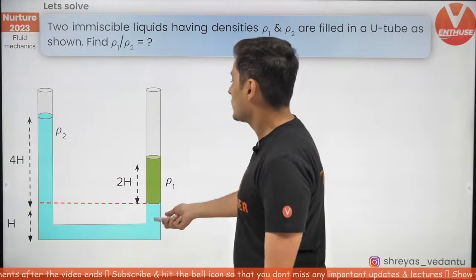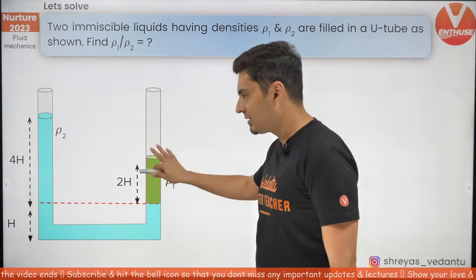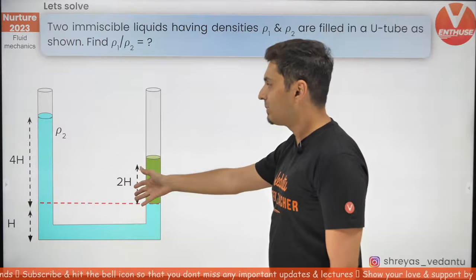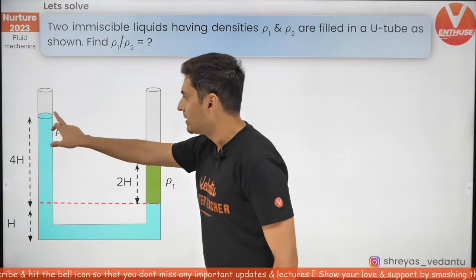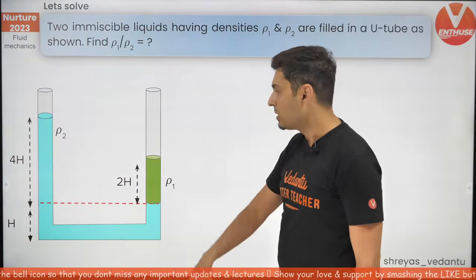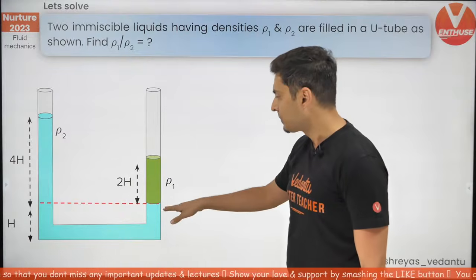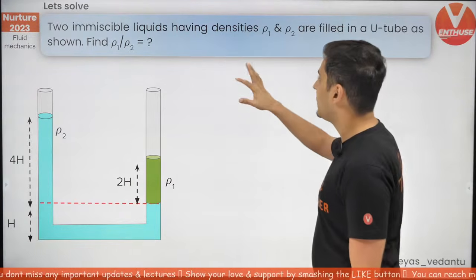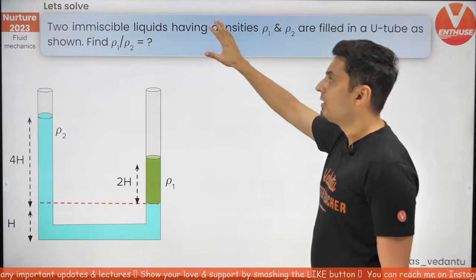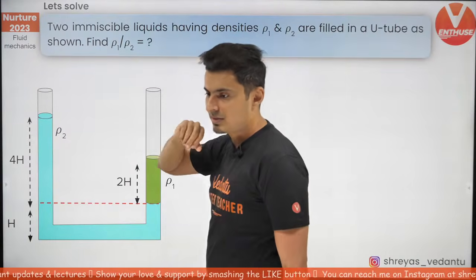Now the question is a numerical one, with a similar concept. Two immiscible liquids, heights are mentioned. The blue one is density ρ2, the green one is density ρ1. The common line also has been drawn. The question is, find the ratio of the densities.